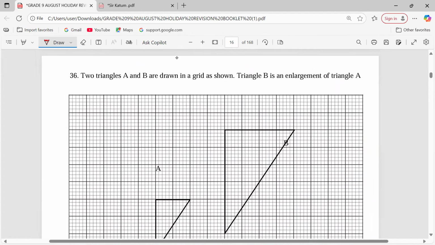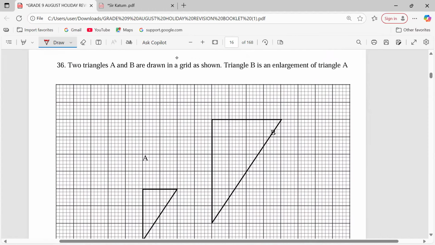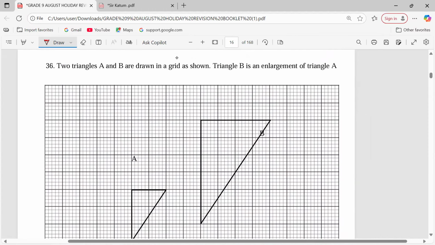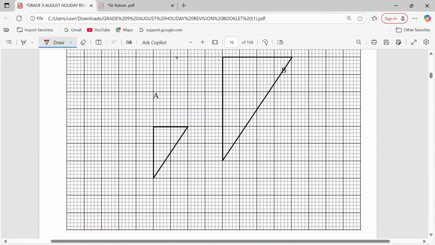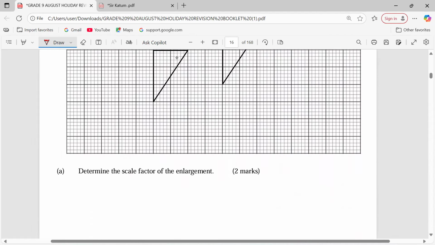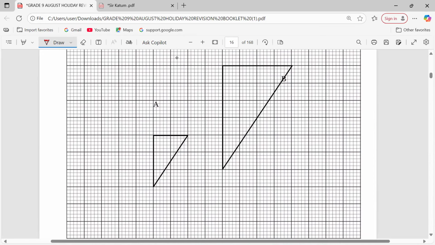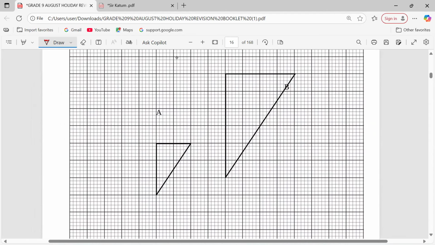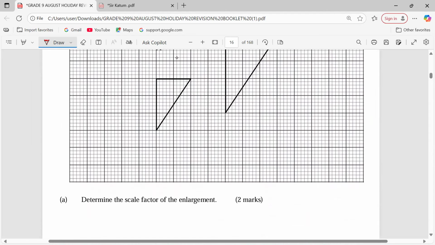We are proceeding to this particular good question. I can see the graph is a very perfect square. We are told that two triangles, A and B, are drawn in a grid as shown. Triangle B is an enlargement of A. So A has been enlarged to B. Determine the scale factor of the enlargement. How do we determine the scale factor of the enlargement? We can have several methods, but the sure one is we can connect corresponding coordinates.